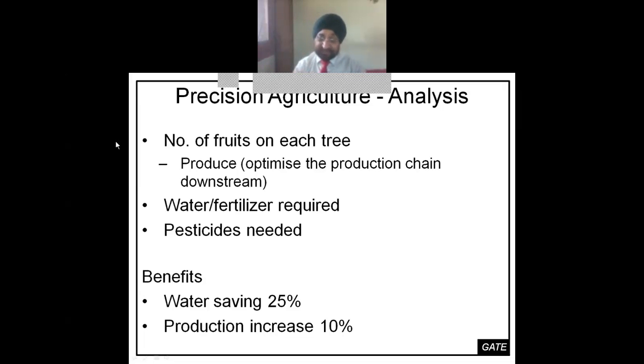On a micro level, we can fly a drone and spray pesticide. So we can save water. The research paper shows that we can save 25% of the water, and the production can increase by 10%. See the application of sensors.